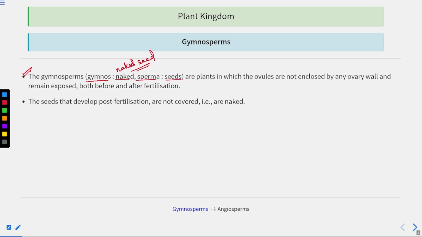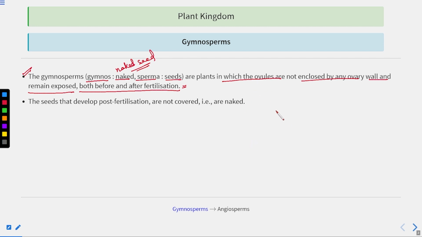Naked seed. They are the plants in which the ovules are not enclosed by any ovary wall and remain exposed both before and after the fertilization. This is one of the very unique features of the gymnosperms.